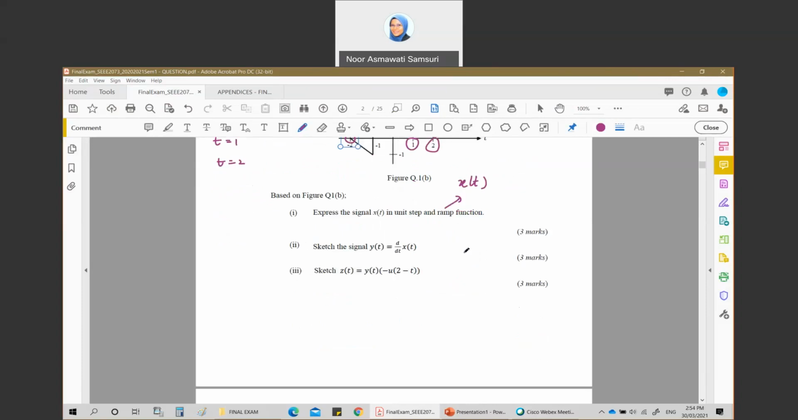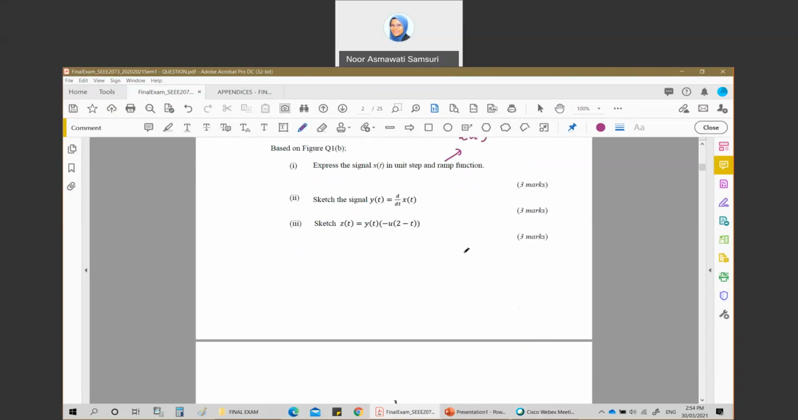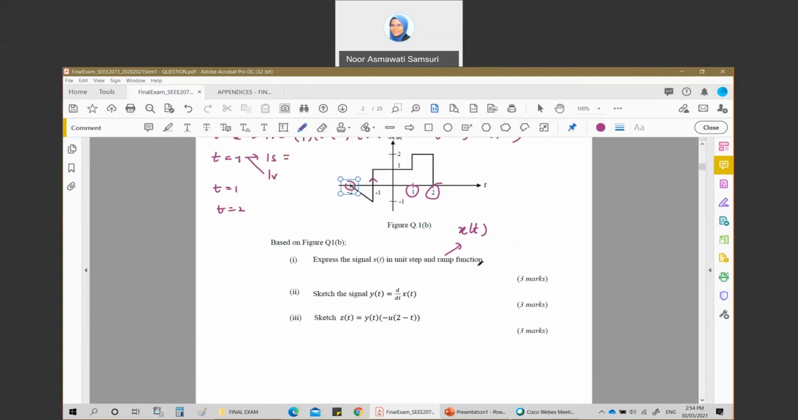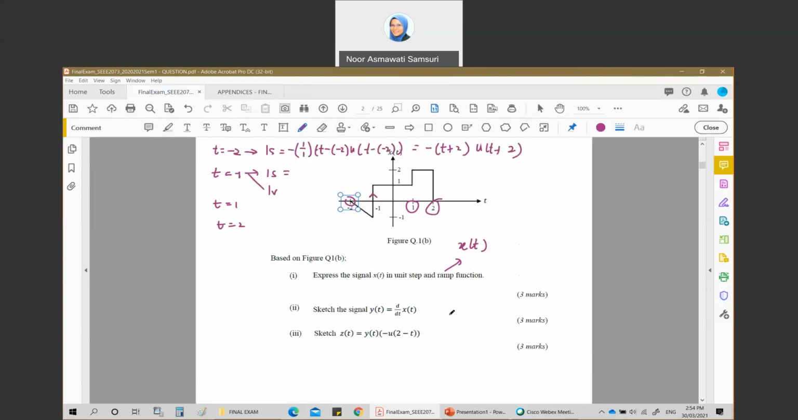Okay, move on to sketch y(t) given the new equation. So y(t) in this case is the derivative of x(t). So this is your x(t). So what happens when you differentiate the equation? As usual, when you have a slope, it will become a constant after differentiation.